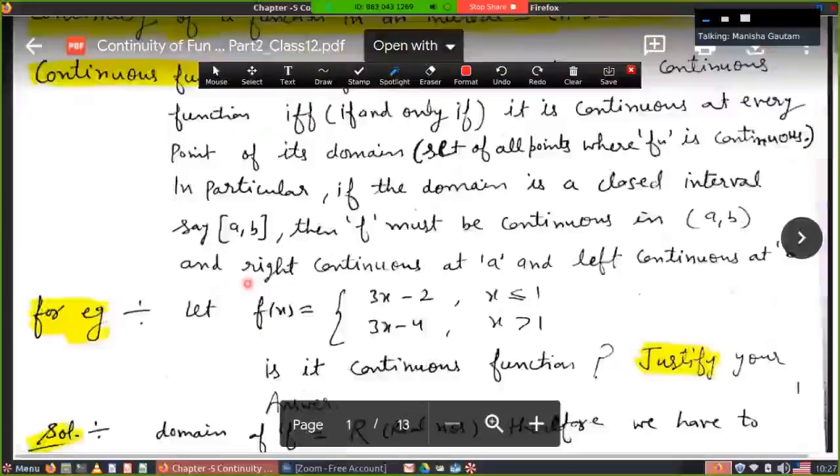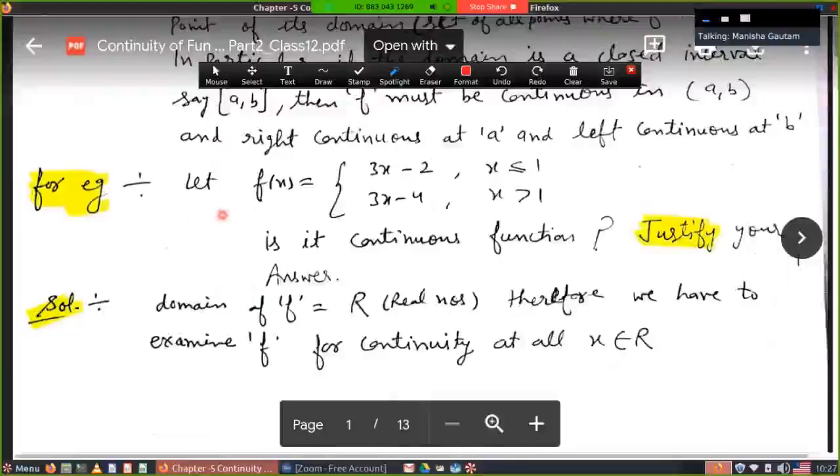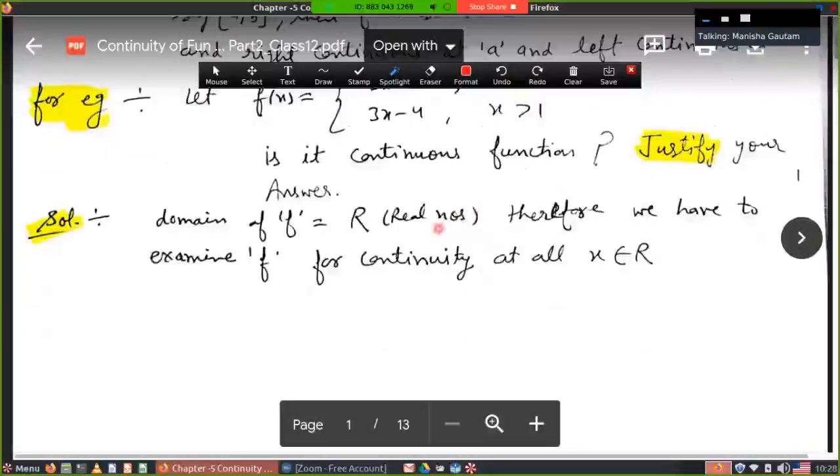Now let's take an example. Let the function f(x) be 3x minus 2 when x is less than or equal to 1, and 3x minus 4 when x is greater than 1. In the previous lecture, you were asked to check the continuity of the function at 1. Now it is written: is it continuous? Justify your answer. No point is given, which means you have to check the function for all real numbers. The domain of the function is all real numbers. Therefore, we have to examine the function for continuity at all x belonging to R.